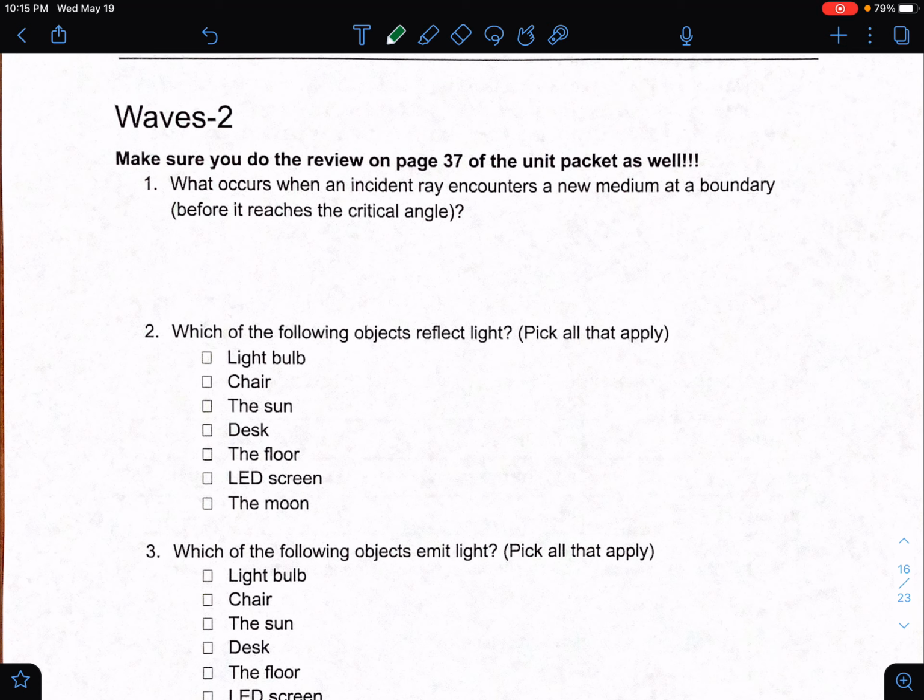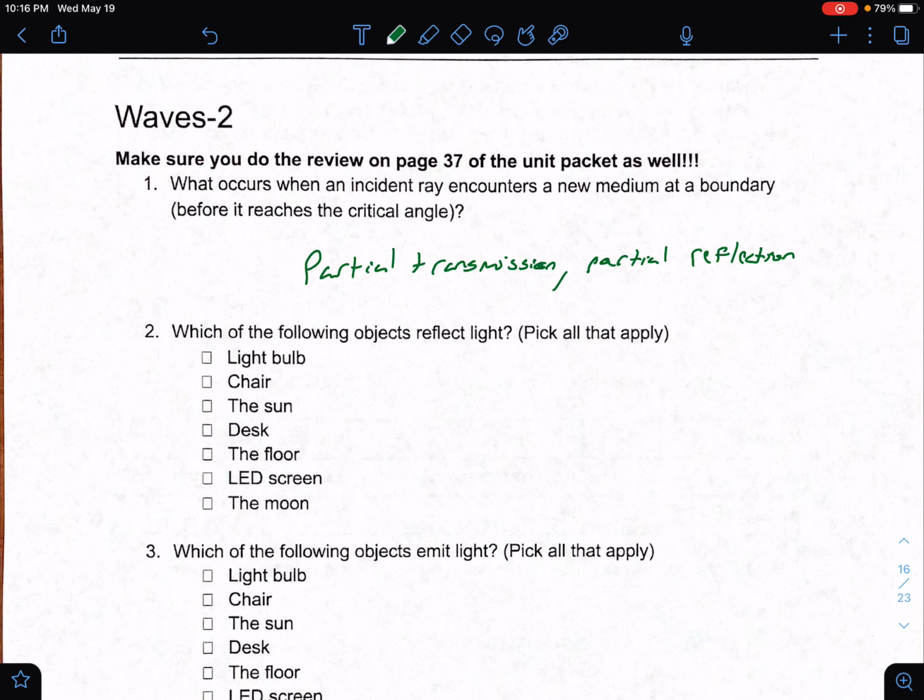So what occurs when an incident ray encounters a new medium at a boundary before it reaches a critical angle? Okay, so same thing. This is partial transmission. So it means part of it's going to go through, and then part of it's going to bounce back. So this would be partial reflection. Okay, your critical angle is the max angle where it will no longer go through. So it will not go through, so it's going to purely reflect. Okay, so that is your critical angle.